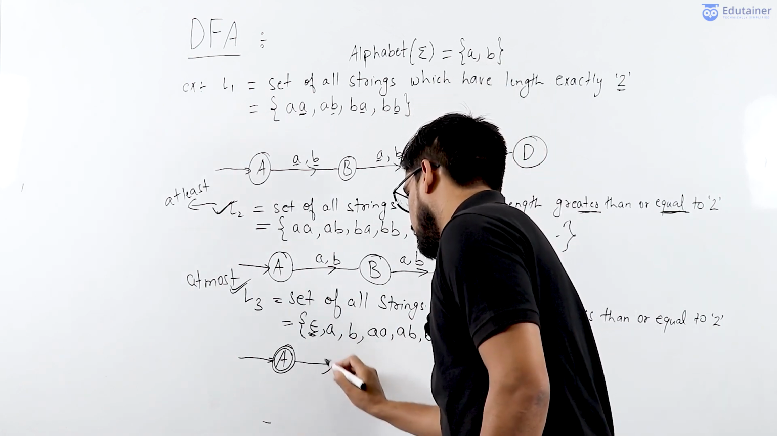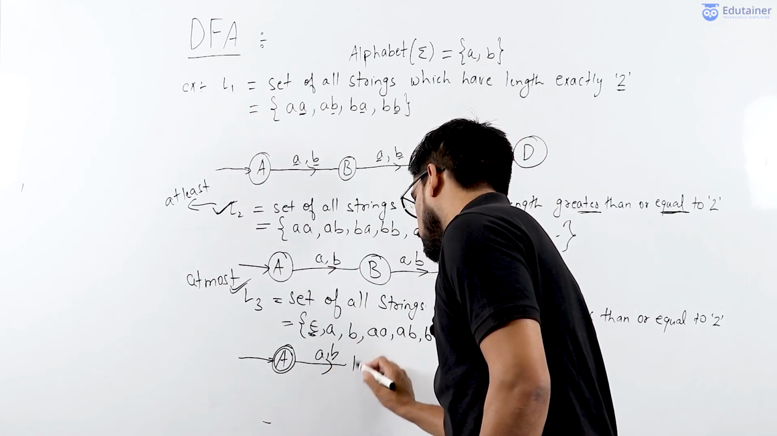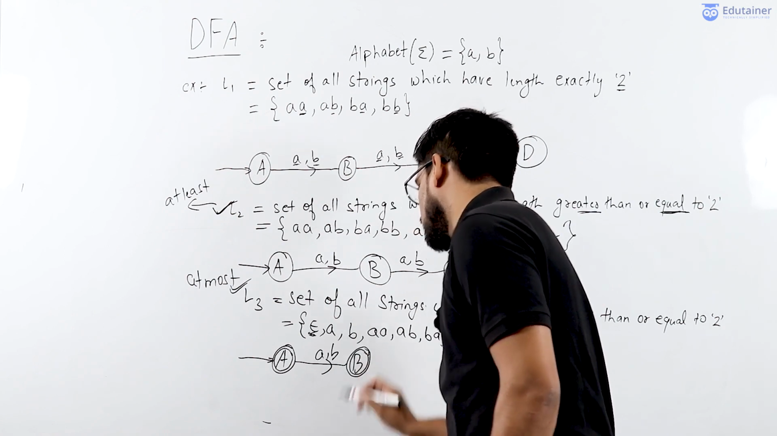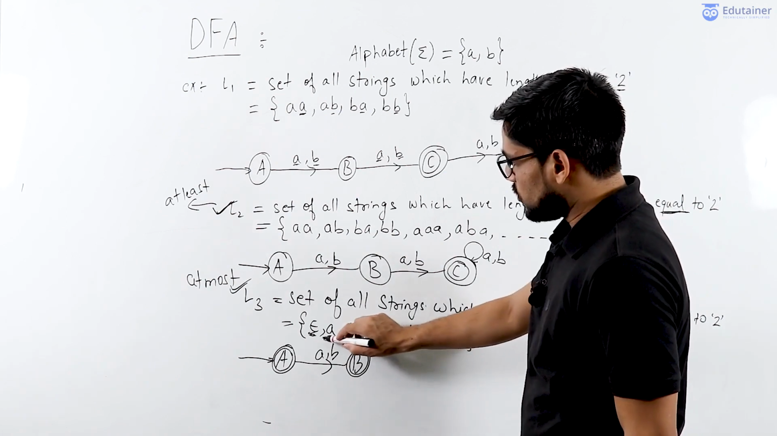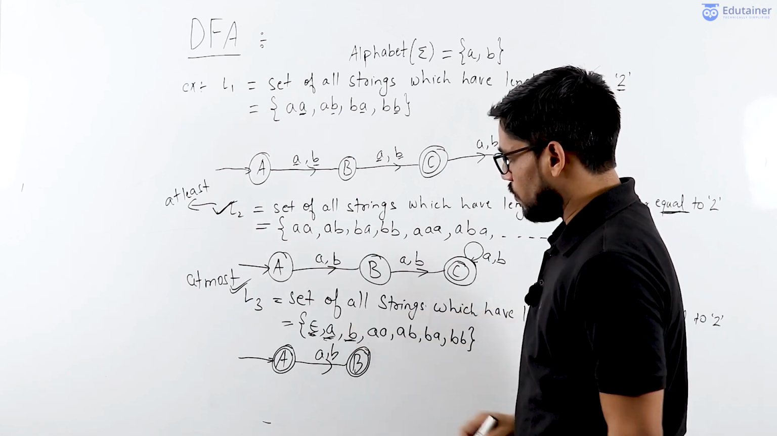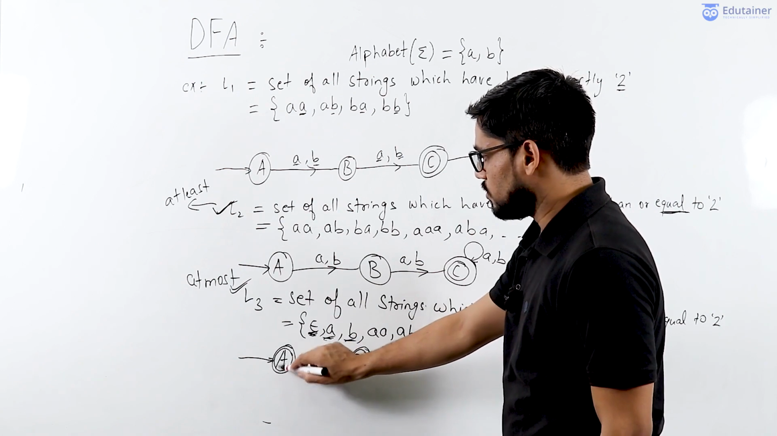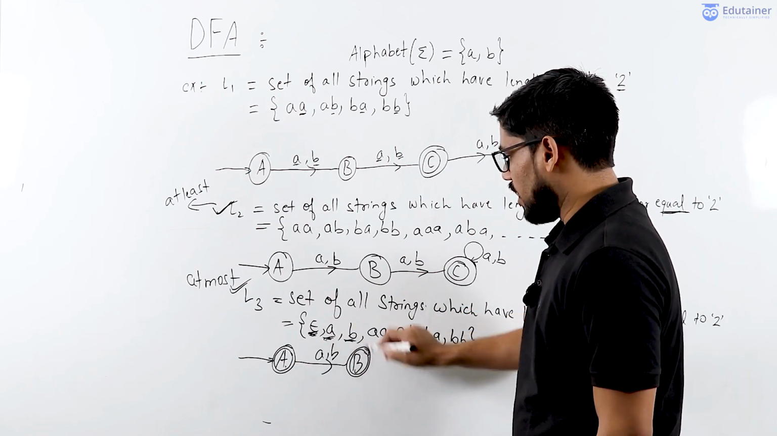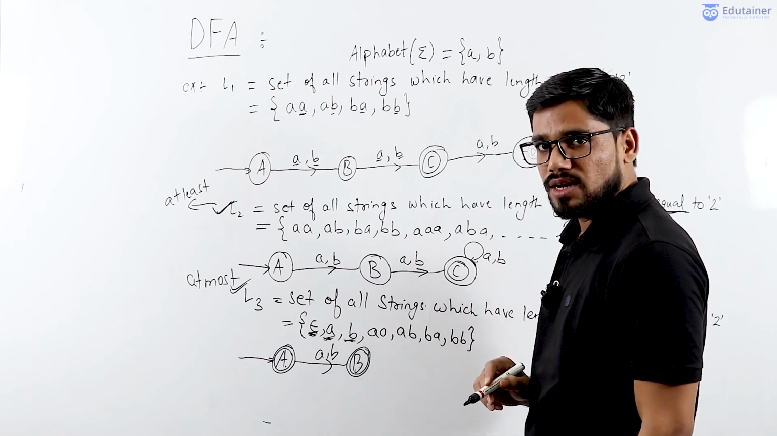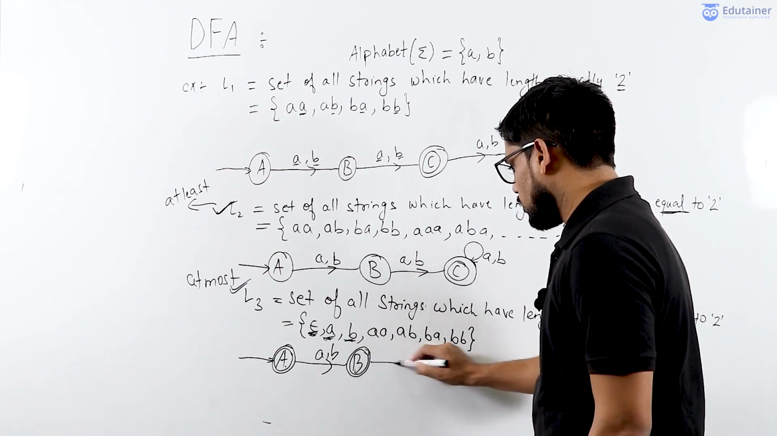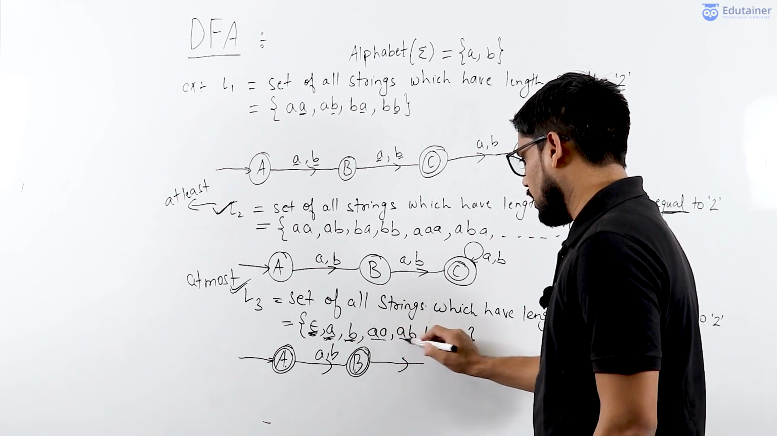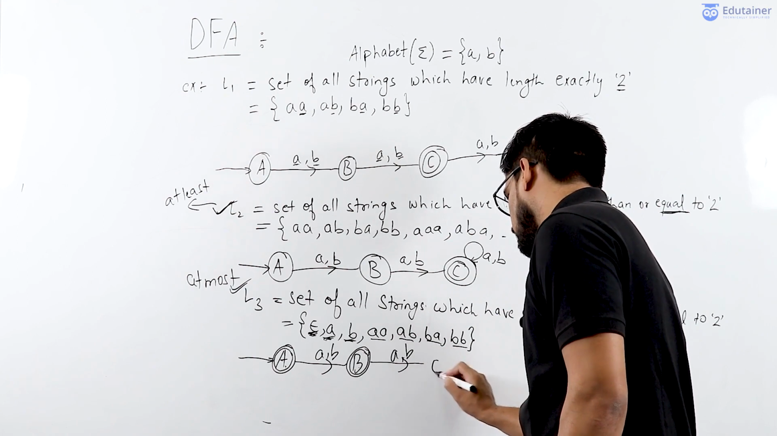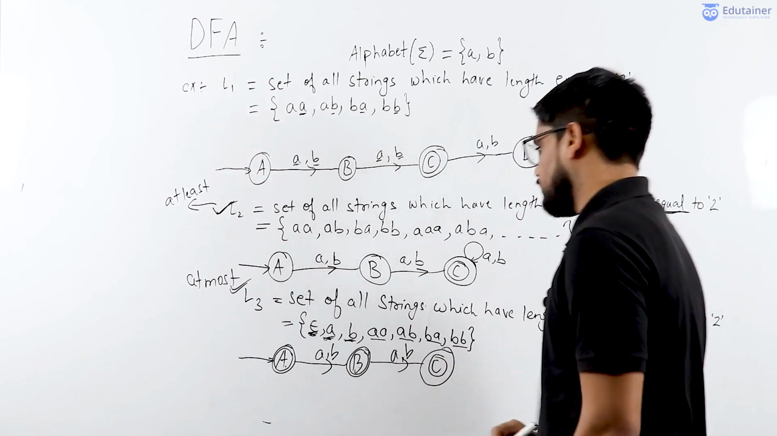Now if I see a small a or a small b, I will go to state capital B. Capital B is also a final state. Why? Because it accepts one length strings also. So for epsilon, I will make capital A an initial final state. For A and B, I will make capital B a final state. And for length 2, AA, AB, BA and BB, I will make capital C a final state.